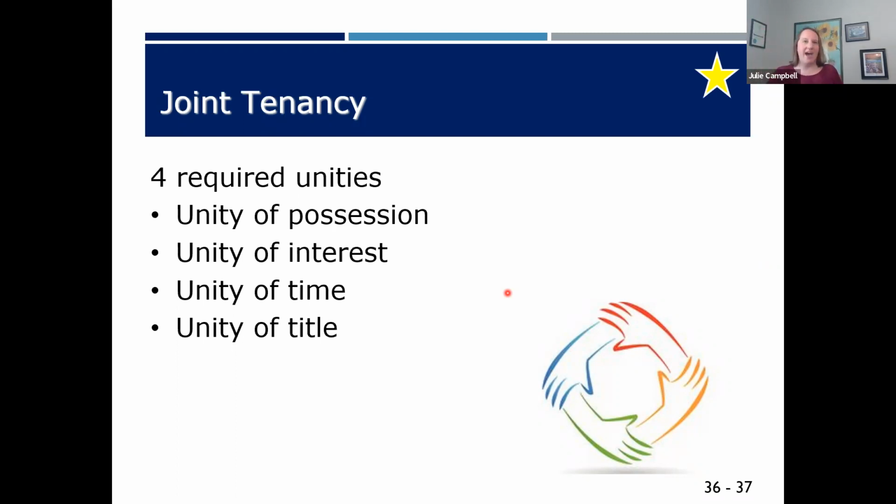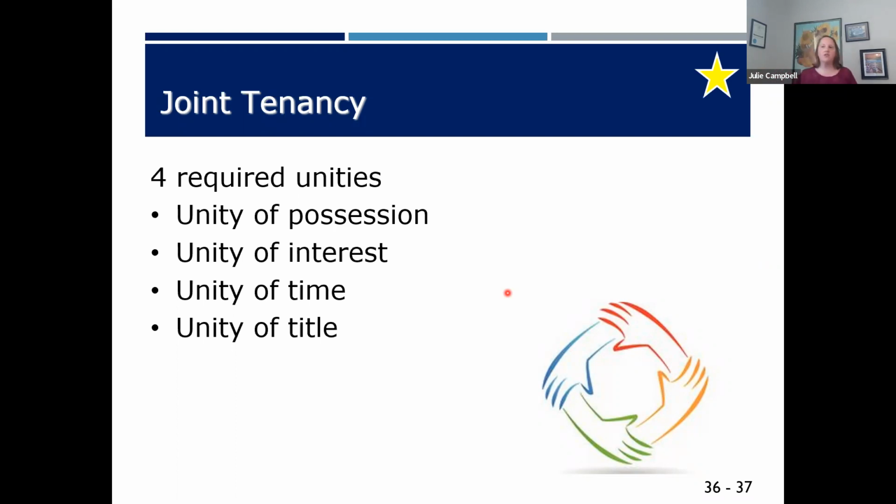We can't do that with concurrent forms of ownership. You cannot draw a line down the middle of the property and say, this is my half, this is yours. Does that make sense? I have an ownership interest, so I have the right to access the property. Unity of possession.